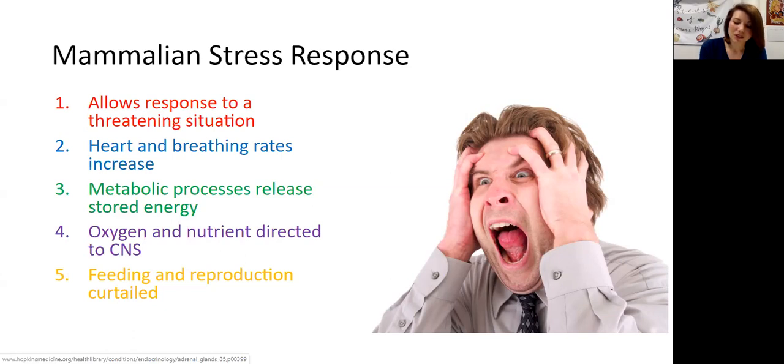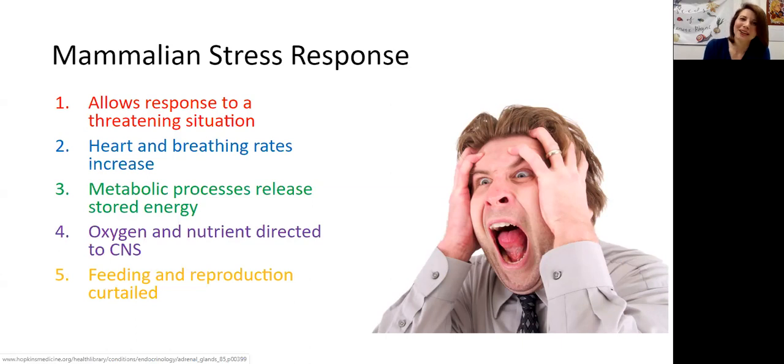So stress is often labeled as a bad thing. And when it is chronic, it's not good. But stress is also adaptive. We have a stress response because it allows us to survive in really hairy situations. And it does this through a few different mechanisms. So we're going to have an increase in heart and breathing rates.